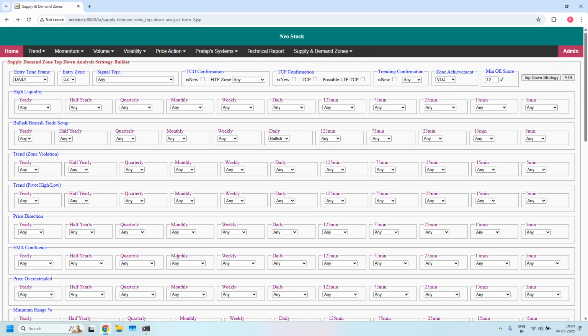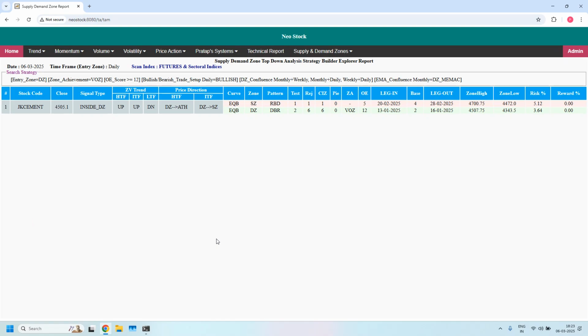EMA confluence at monthly time frame. I'm setting the filter. Monthly demand zone having monthly EMA confluence. Already trend is uptrend, so no need to check for any other filters. So we got this stock. That means JK Cement has a more probability of success. Remember, it is only the probability. We are not saying it will be successful, because we can't predict the future, but we can check the probability based on several conditions. So that is what we did.